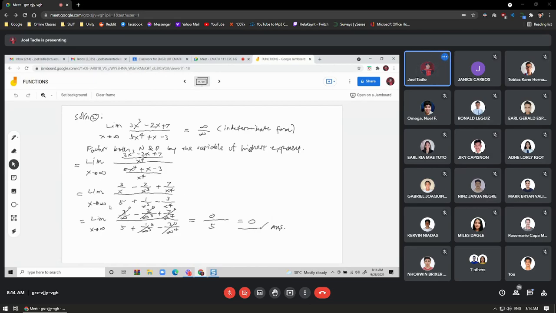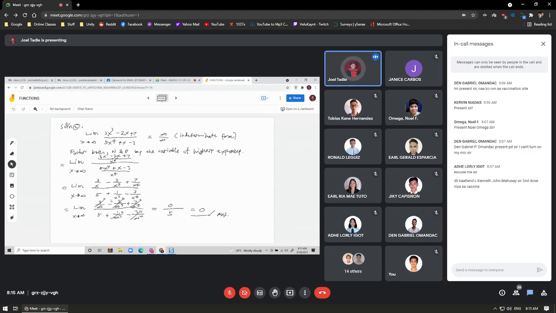infinity. Then atong gi-substitute ang infinite for x. Ang mahitabo guys, ma-zero siya, no? Ang numerator because 3 over infinite is 0 or any number divided by infinite is 0. Then sa denominator, nahimo siyang 5.